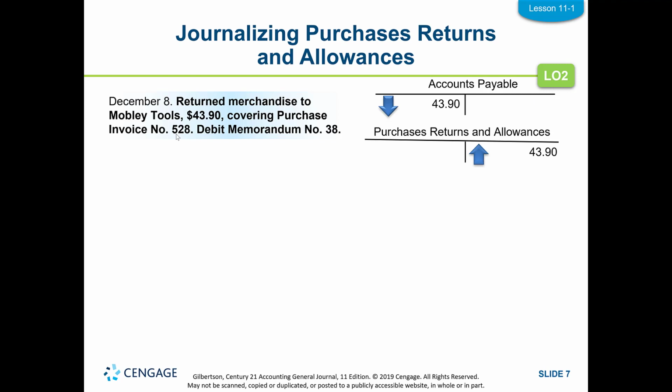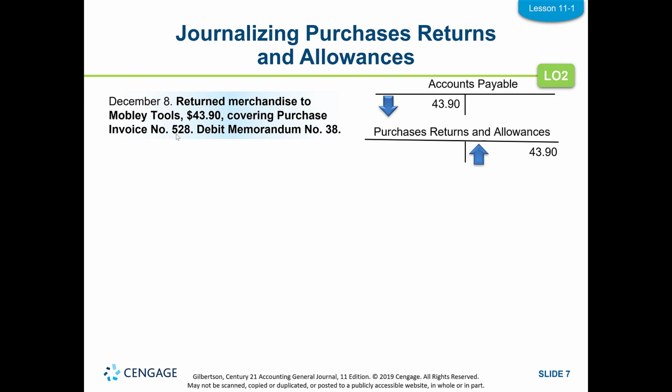Now, purchases is a cost account. Purchases, returns, and allowance is a contra account to our cost account. So purchases has a debit balance, so purchases, returns, and allowance is going to have a credit normal balance. So anytime we're affecting purchases, returns, and allowance, remember that you have to credit it, and the value in that account is going up and up and up.